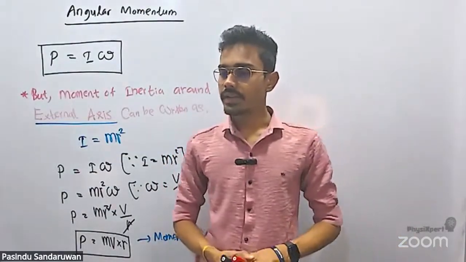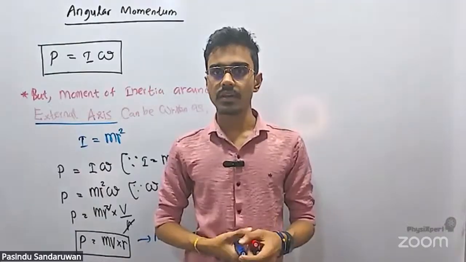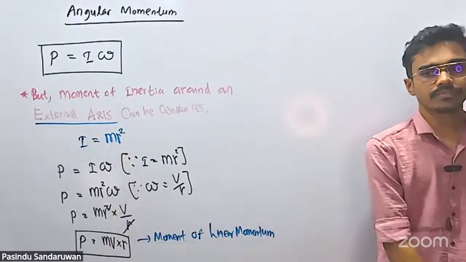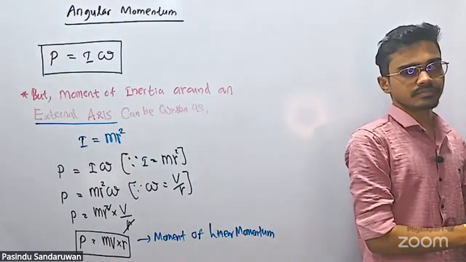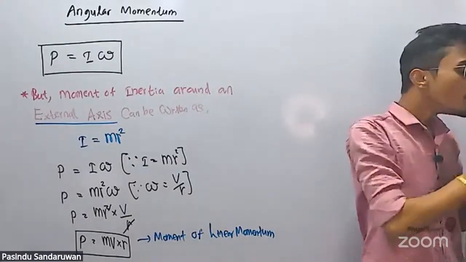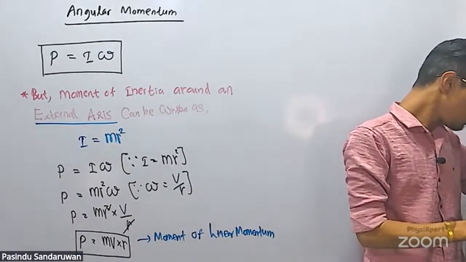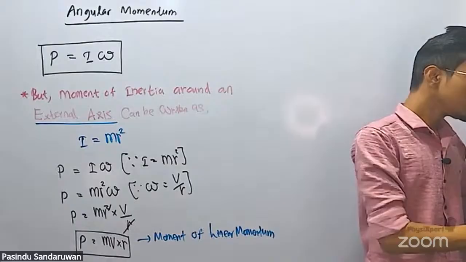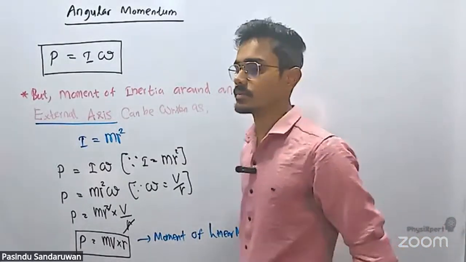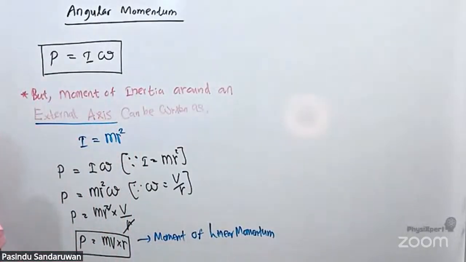What do you mean by internal and external axis? First day of angular motion, the starting day of angular motion. Everything is connected from the beginning.